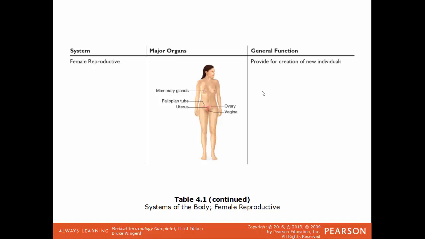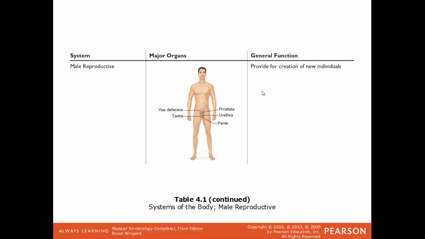The reproductive system, for females, will include the mammary glands, fallopian tubes, uterus, ovaries, and vagina. The general function is to provide for the creation of new individuals. For the male reproductive system, major organs would include the penis, testes, the prostate, urethra, and various other glands. Of course, the general function is, like for the female, to provide for the creation of new individuals.